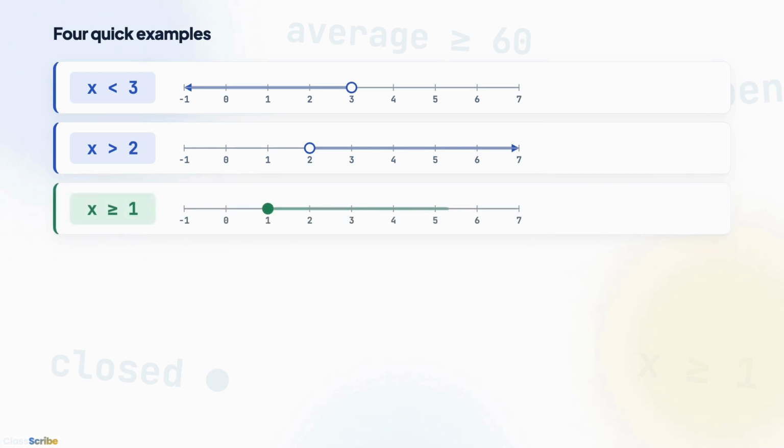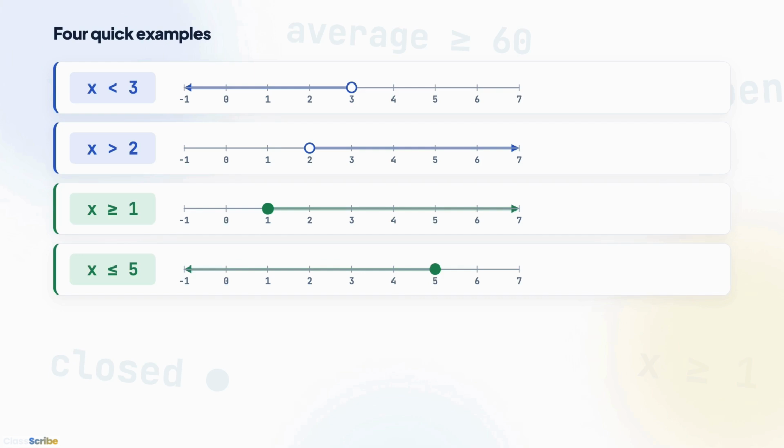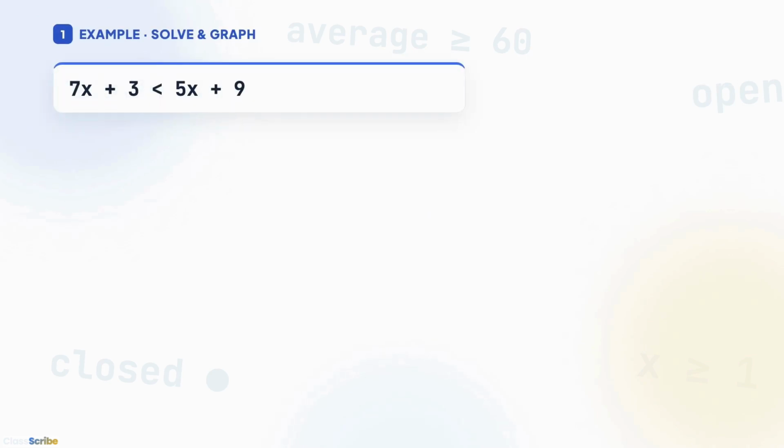Now consider x greater than or equal to 1. Here, 1 is included in the solution. So we draw a closed circle at 1 and shade everything towards the right. Likewise, if x is less than or equal to 5, we draw a closed circle at 5 and shade everything towards the left. This simple idea is enough to solve most graph-based questions. Now let's solve an example.